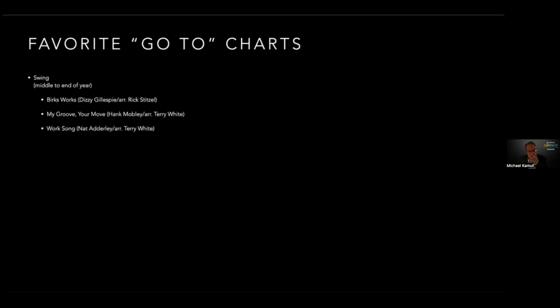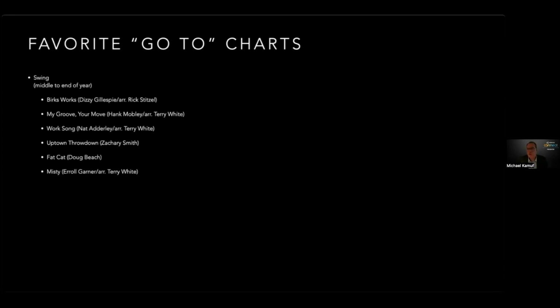Some of my favorite go-to charts for the second half of the year for beginning students: Rick Stitzel's Burke's Works, My Groove Your Move, rather, the Hank Mobley tune. It's a 16-bar G minor tune. Terry White's arrangement of that great tune. Terry White's arrangement of Work Song is another playable one as well. Uptown Throwdown by Zach Smith, another great one. Fat Cat by Doug Beach, another chart that's in that perfect wheelhouse for grade 1, 1.5.